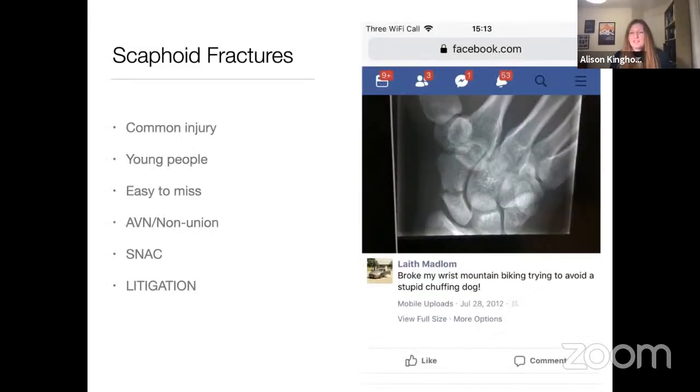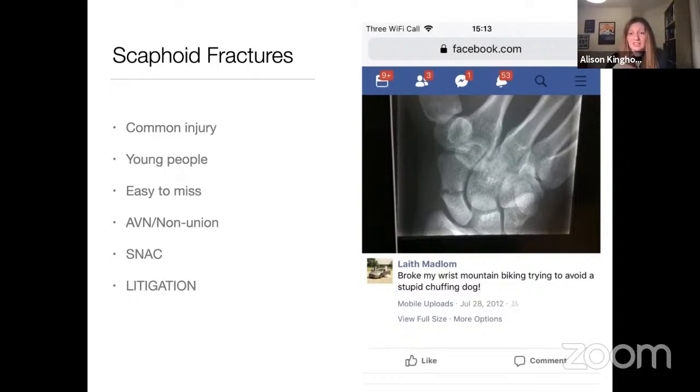Well, there's a couple of reasons for that. Now, I haven't had to anonymize this picture because this is my husband's wrist, and he is delighted that his injury is receiving national prominence tonight. It neatly illustrates a nice standard scaphoid fracture.